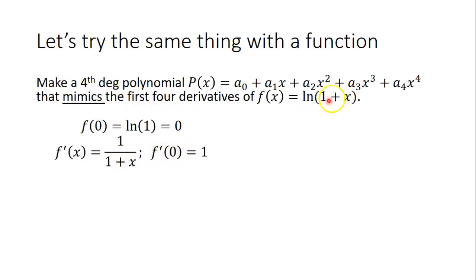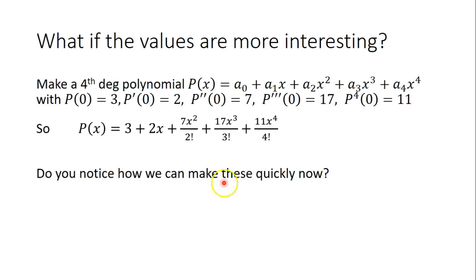We're trying to mimic the first four derivatives of this guy. So f prime of 0, if I plug 0 in here, I get 1. So really what's happening here, I'm getting these values. These values are going to represent what I gave you last time, right? So last time I gave you the values.